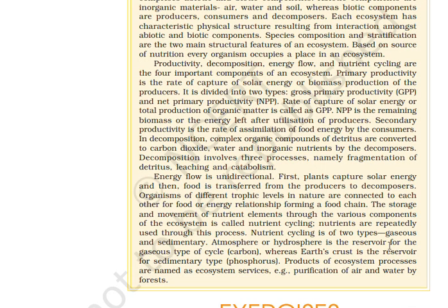Atmosphere or hydrosphere is the reservoir for the gaseous type of cycle, for example carbon, whereas Earth's crust is a reservoir for the sedimentary type, for example phosphorus. Products of ecosystem processes are named as ecosystem services, for example, purification of air and water by forests.